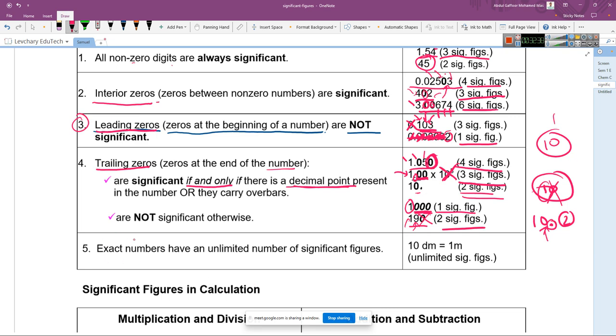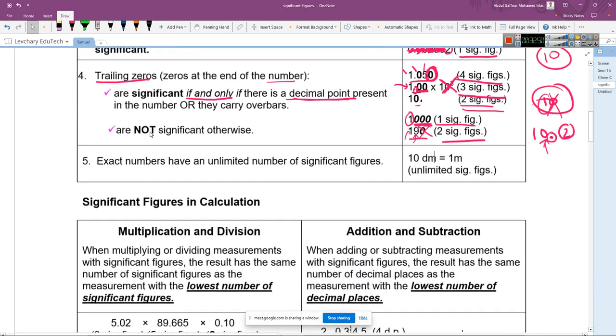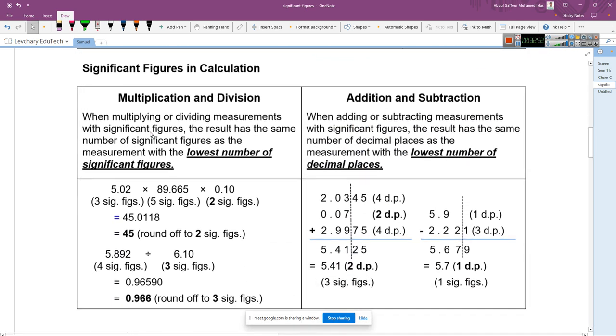The fifth rule is exact numbers have an unlimited number of significant figures. This is not actually necessary for you, so you can omit the fifth. Now in calculation we have some rules for applying these significant figures. Give me a sec.